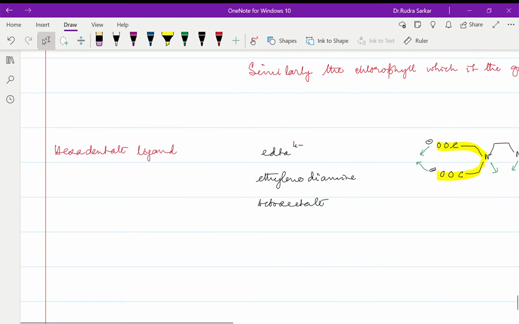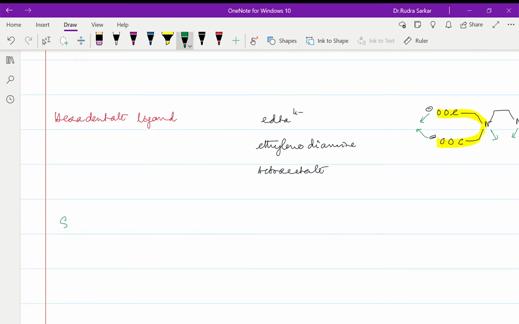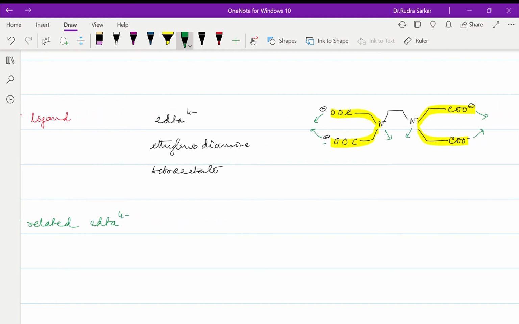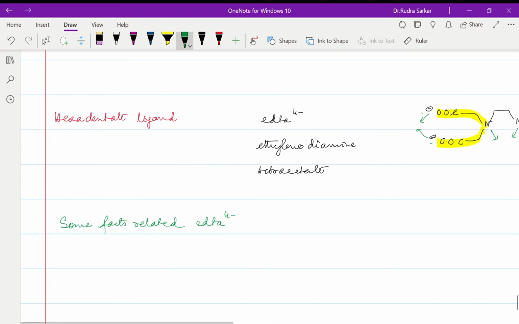Okay, so some questions or facts related to EDTA. Why 4 minus? As you can see over here, negative, negative, negative, and another negative. That's why it is 4 minus. Or else the neutral will be what? Basically, H4EDTA. That is how it is written. Understood?